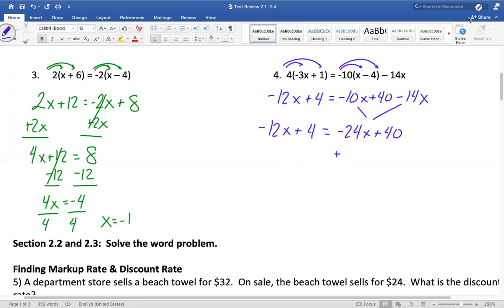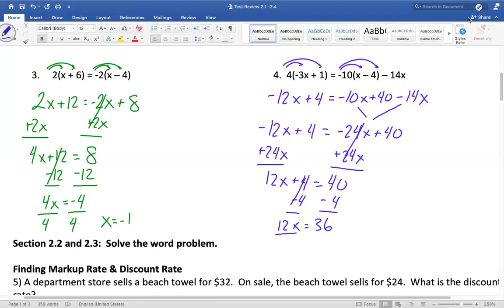Now I'm going to move this -24x because it's smaller than the -12x, and that's so I end up dealing with a positive variable. So 12x plus 4 equals 40. Subtract that 4, and you're going to end up getting 12x equals 36. And hopefully you can see that the answer is going to be 3 once you divide both sides by 12.